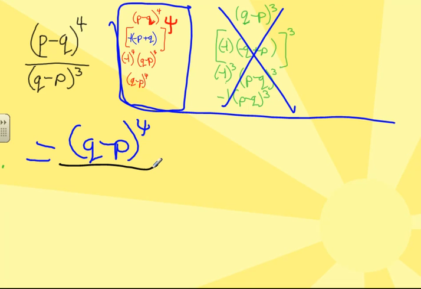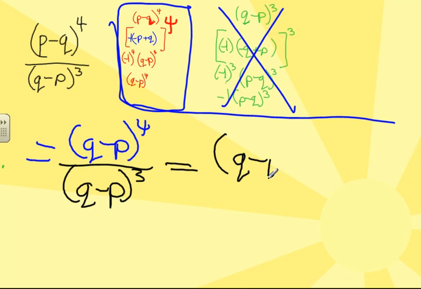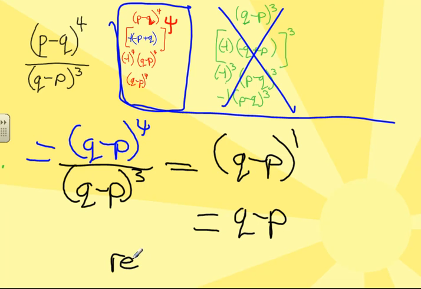Over Q minus P cubed. Now, since I have the same base left, I can take the exponents and subtract them. I'm left with 1 at the top. So my end answer ends up being Q minus P to the power of 1, or just Q minus P. Now, I still haven't done any restrictions. But that's a new video.